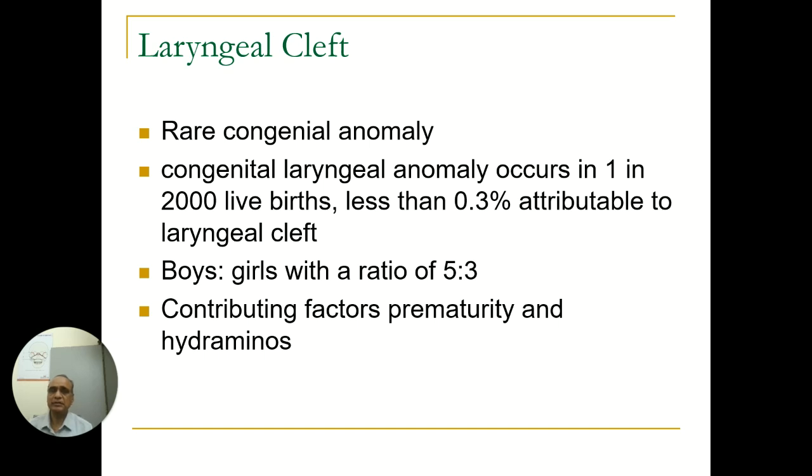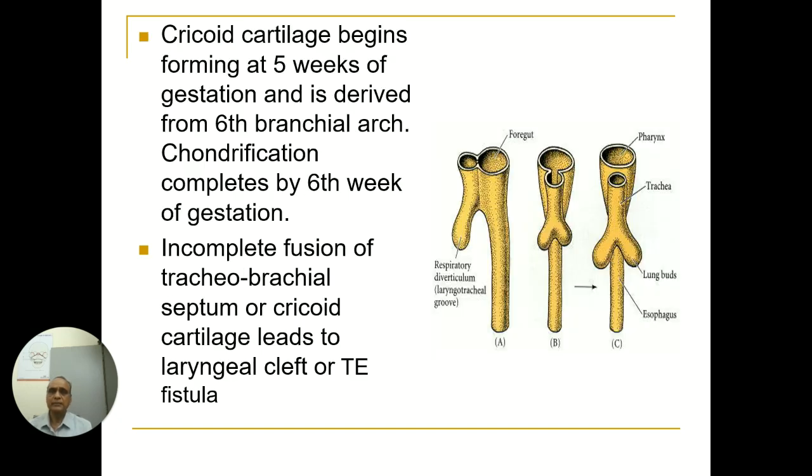Next comes your laryngeal cleft, which is a rare congenital anomaly. Congenital laryngeal anomaly occurs in 1 in 2000 live births, that is less than 0.3% attributed to laryngeal cleft. Boys to girls, the ratio is 5:3. Contributing factors, I have already informed you, are nothing but prematurity and hydramnios. So this is some pictorial representation.